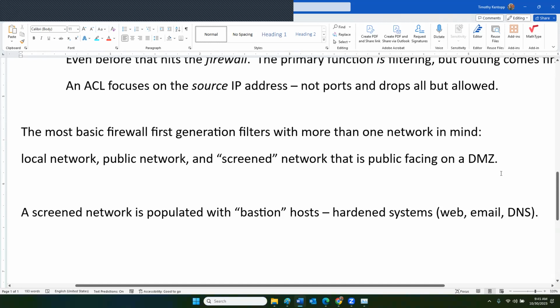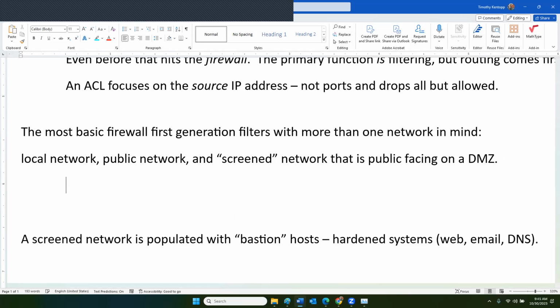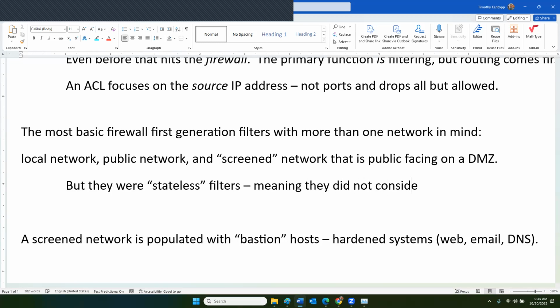Now, these are stateless, okay? They were stateless firewalls. So the first generation filters, they had more than one network in mind, but they were stateless filters. So that's the thing. Meaning they did not consider context. And I want you to understand that when we say context, we're really talking about ports.